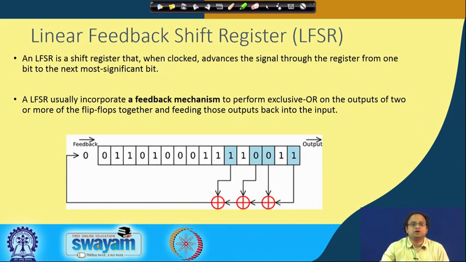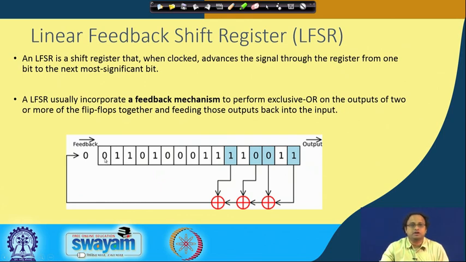So, what are linear feedback shift registers? The idea is that LFSRs are a very important component of stream ciphers. To see how an LFSR works: an LFSR, as the name suggests, is basically a shift register which, when clocked, advances the signal through the registers from one bit to the next most significant bit. That means, as you can see in this diagram, when I am clocking it, this bit sequence shifts to the right.